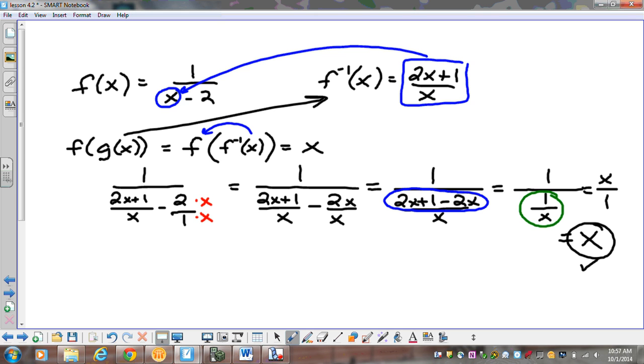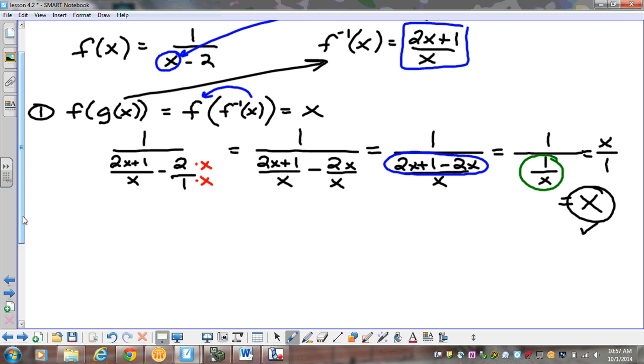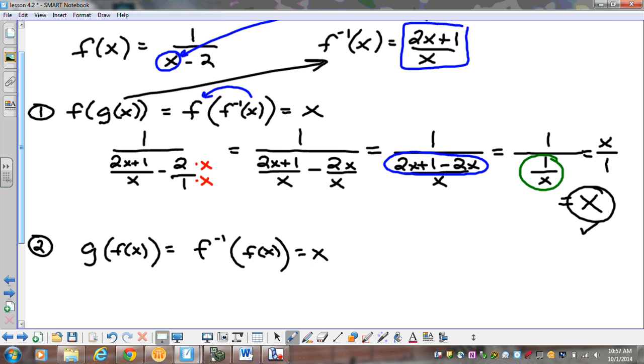But remember, there are two parts to verify it. The first thing was to do f of g of x, in this case f of my inverse. The second part was to go the other way, to do g of f of x, which in this case means to take my original and plug it into my inverse, which again, we should still get x.